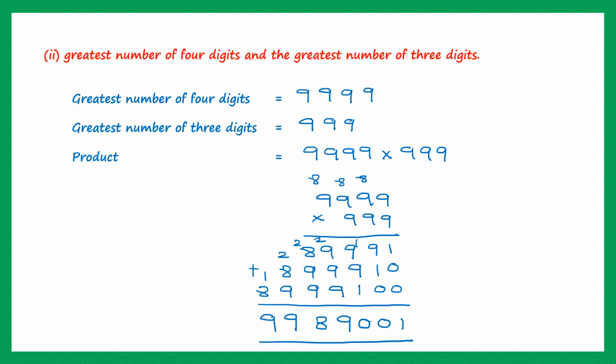So let's place our commas and read this number: 99,89,001. So this is our final answer. The product of the greatest 4-digit number and the greatest 3-digit number is 99,89,001.